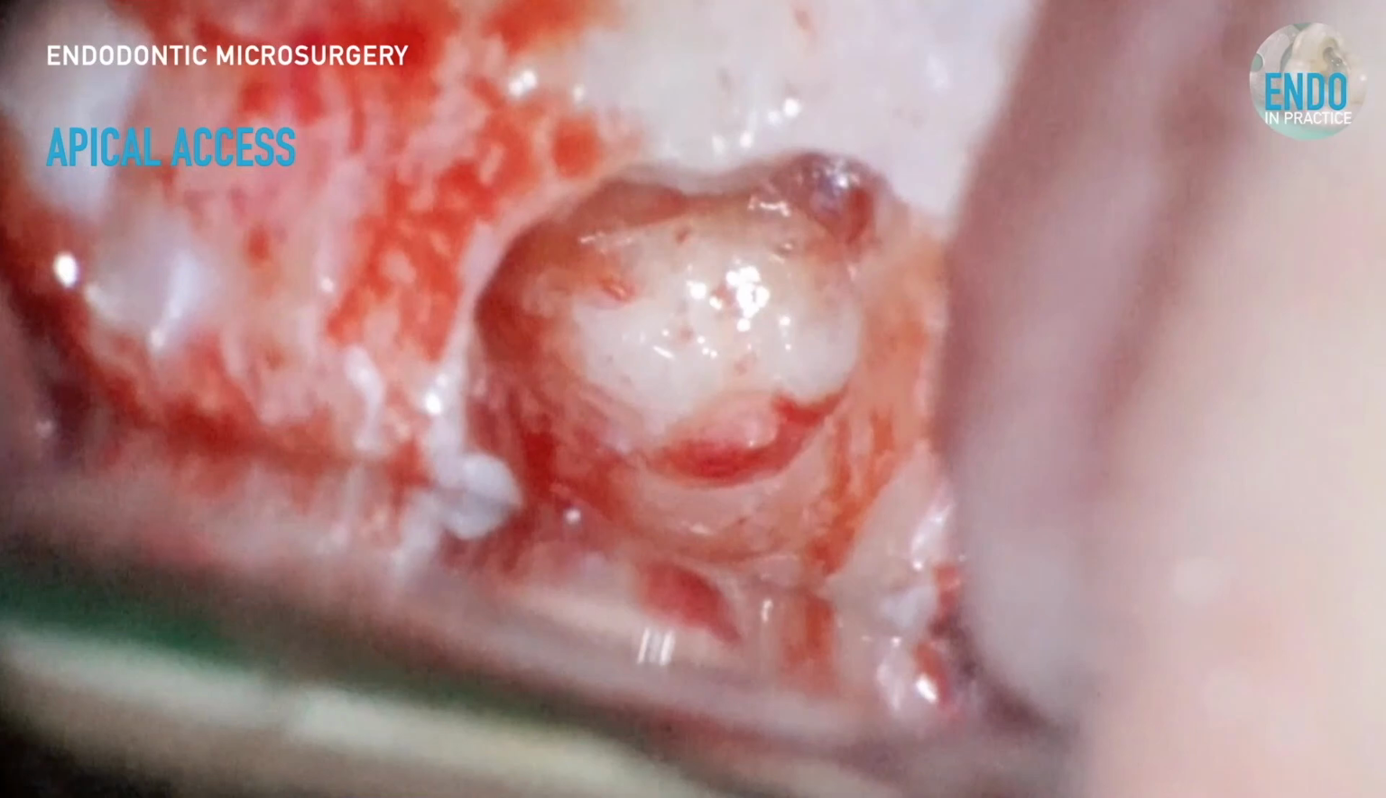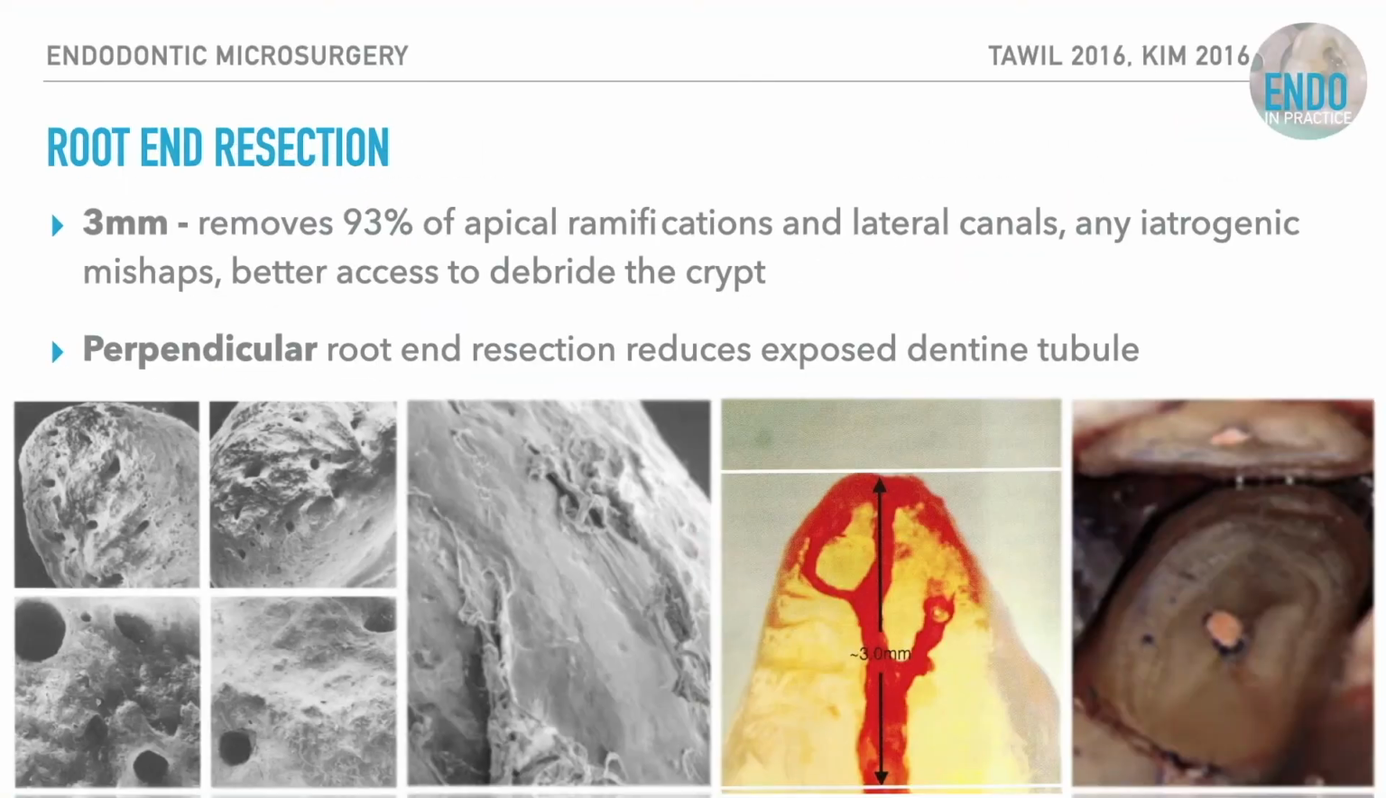Now, why do we do a 3mm resection? Well, as I said previously, all those little anastomoses, accessory canals, portals of exit, mostly 93% of them are in the apical 3mm. So that's why we're lobbing off 3mm to get rid of all those bits and pieces.